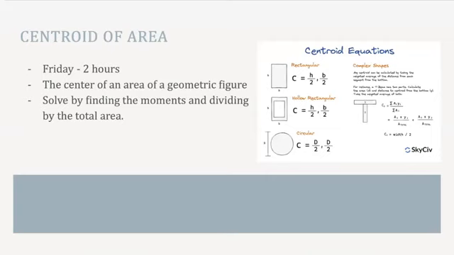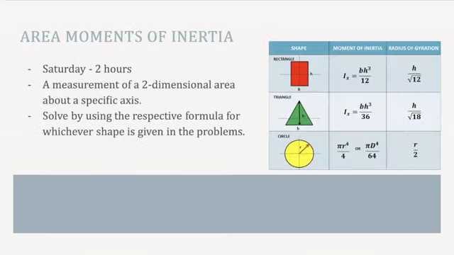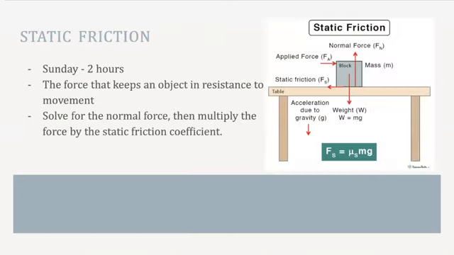On Friday for 2 hours, it'd be a centroid of an area. That's the center of an area of a geometric figure, solved by finding the moments and dividing by the total area. For Saturday, it'd be 2 hours, area moments of inertia, a measurement of two-dimensional area about a specific axis. You would solve by using the respective formula for whichever shape is given in the problems. And on Sunday for 2 hours, you would study static friction. That's the force that keeps an object in resistance to movement. You'd solve for the normal force, then multiply the force by the static friction coefficient.